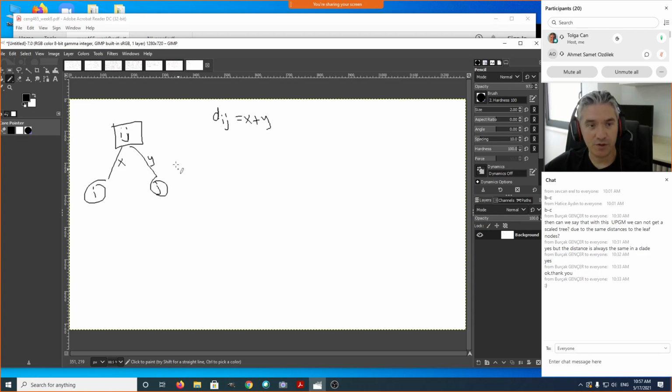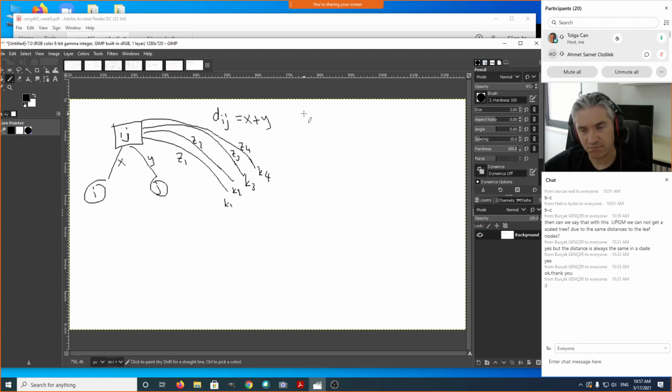Now what we're going to do is consider all of the distances to all the other objects. So for example, let's call these K1, K2, K3, K4. And let's call these, for example, Z1, Z2, Z3, Z4, and it may go all the way to, if you have n objects at this moment, how many of them are going to be here? There will be n minus 2 z's here.